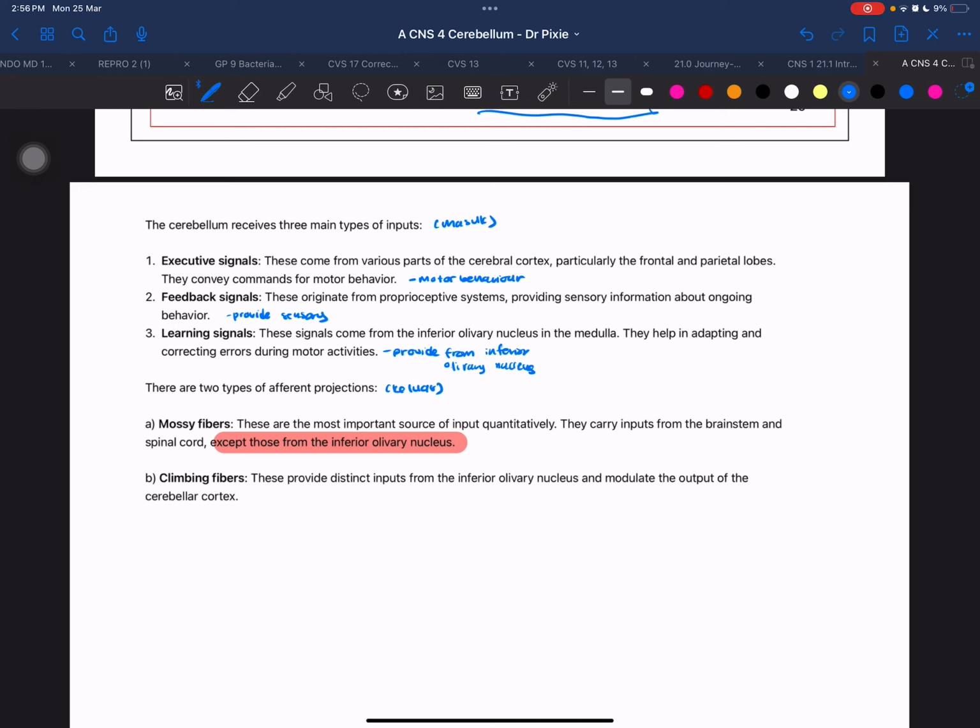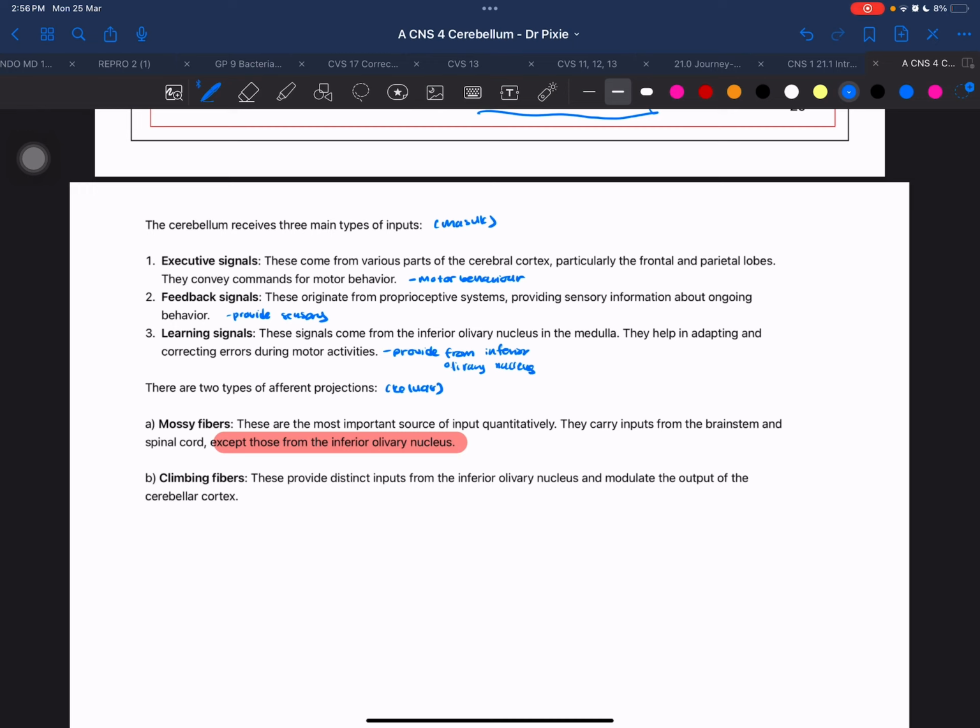They receive fibers from spinal cord. They receive fibers from vestibular nuclei, from your inner ear. Kecuali inferior olivary nucleus. Benda yang kecuali kita suka tanya. Inferior olivary nucleus is not giving you mossy fibers, that one gives you climbing fibers.